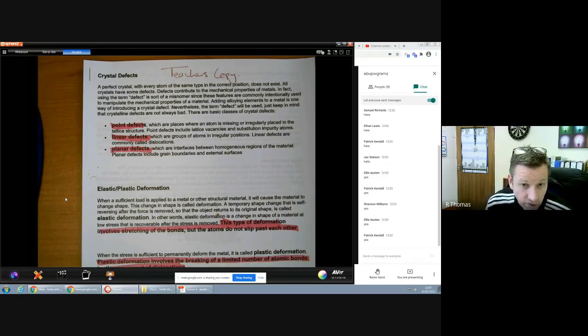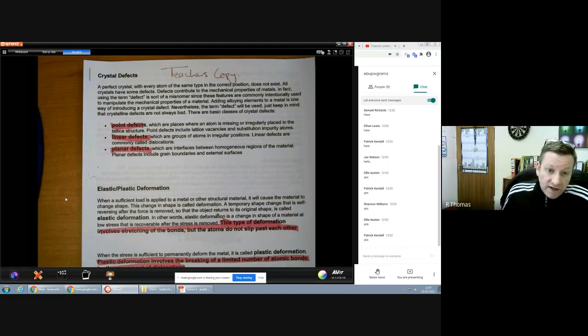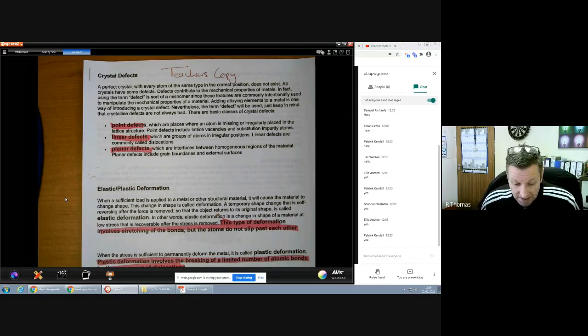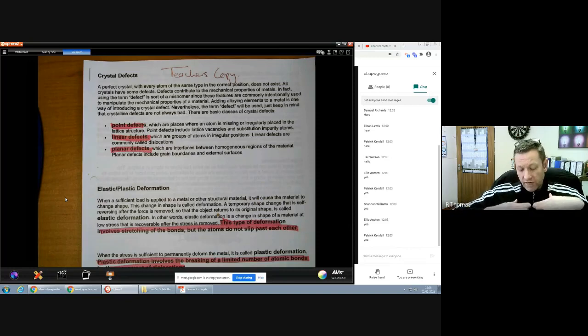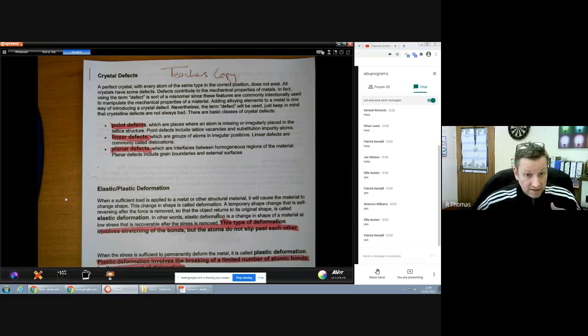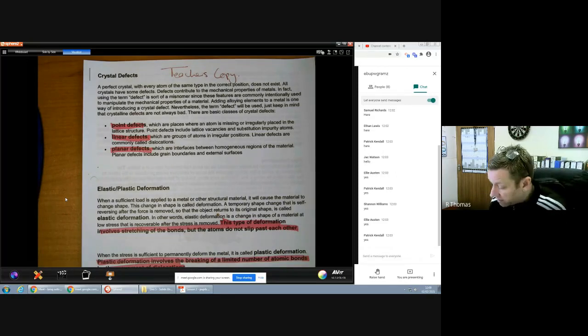A linear defect is where groups of these atoms are in irregular positions. And the linear defect is commonly called a dislocation, which we will talk about in much more depth very shortly. And then a planar defect is what we discussed last time, a grain boundary, right? So picture a piece of glass and all my atoms on the left are in one structure, but then there's a line there and all my atoms on the right are in another structure, and that's called a grain boundary. And that's a planar defect, like two planes of atoms meeting where a defect occurs, right? Okay, so they're things you're just going to have to learn off by heart.